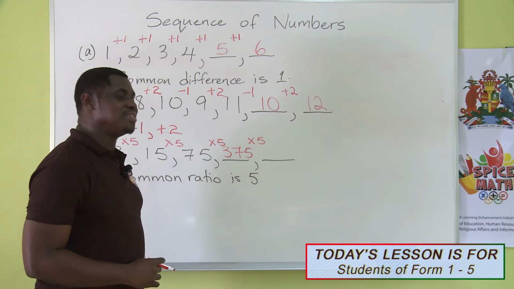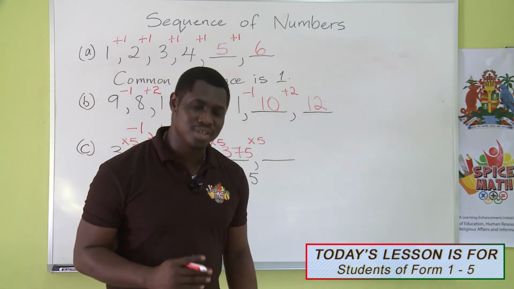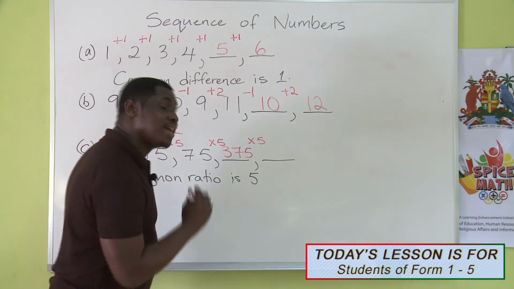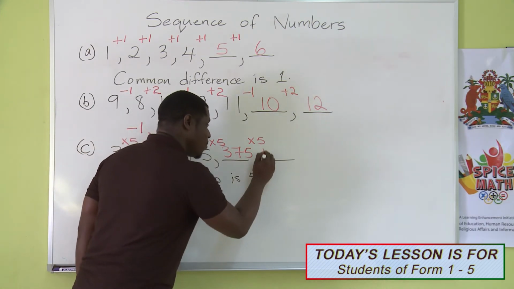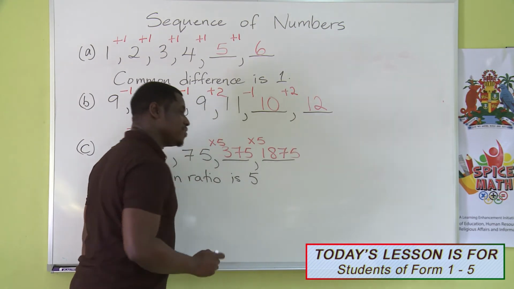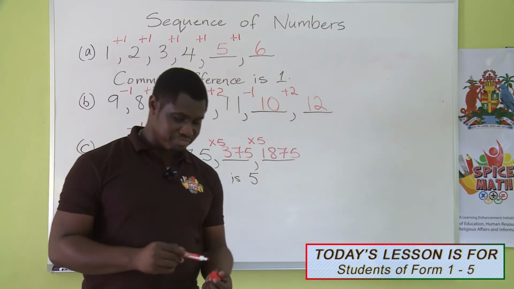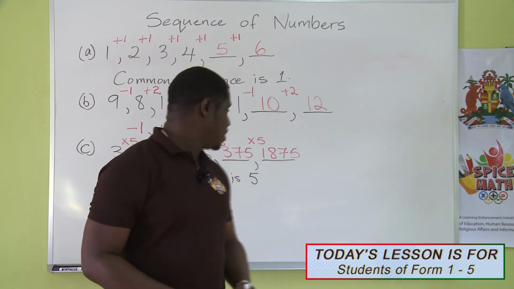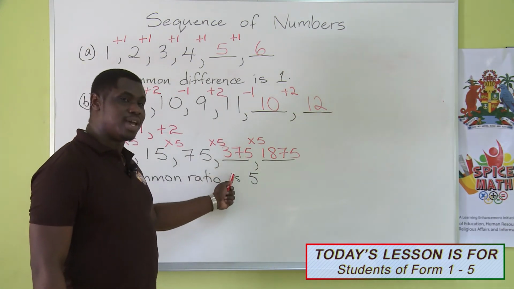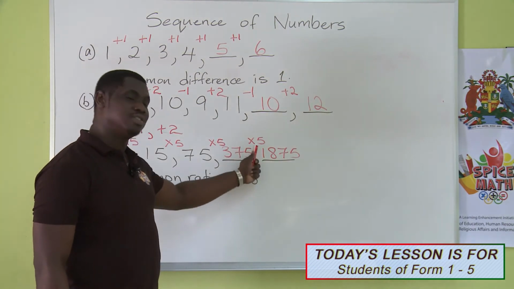Mentally, let's try it out. I don't want to say it out loud. I'm doing it in my head. You could try as well. I think that gives us 1,875. Correct me if I'm wrong. Right? So I realized that to get the next two terms, I had to multiply by the common ratio, which is 5.